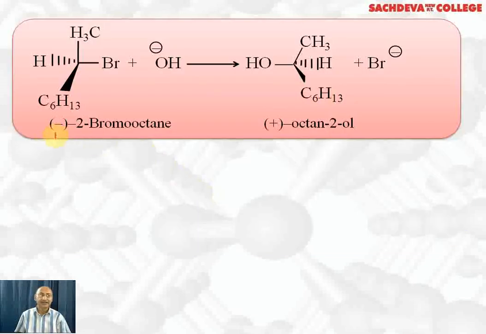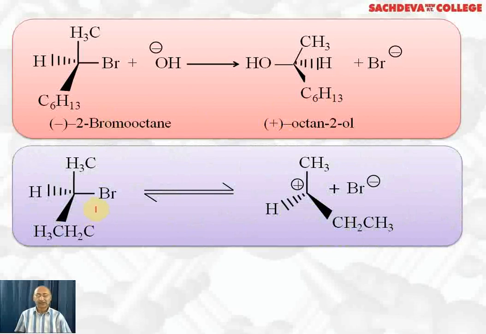Next, we are taking the example of this. For example, we have got minus, that is levorotatory, 2-bromooctane treating with a nucleophile, and we get dextrorotatory octan-2-ol. So levo changes to dextro, it means optical inversion or stereochemical inversion or Walden inversion is taking place.